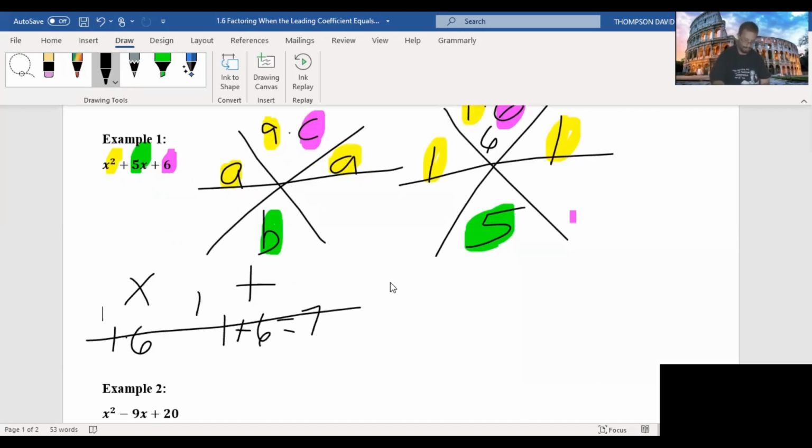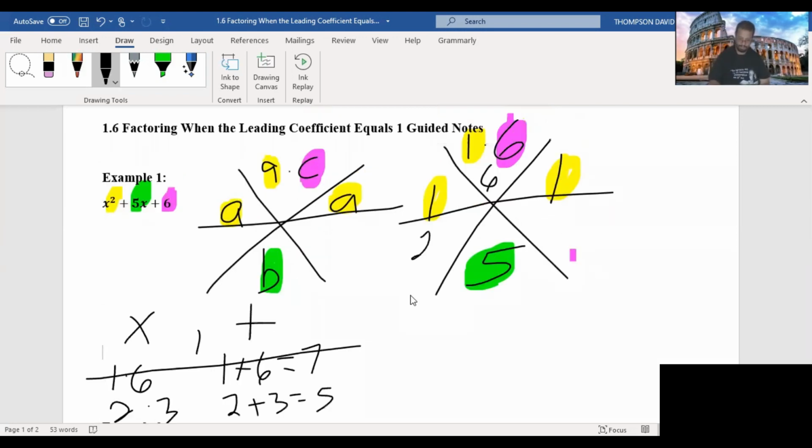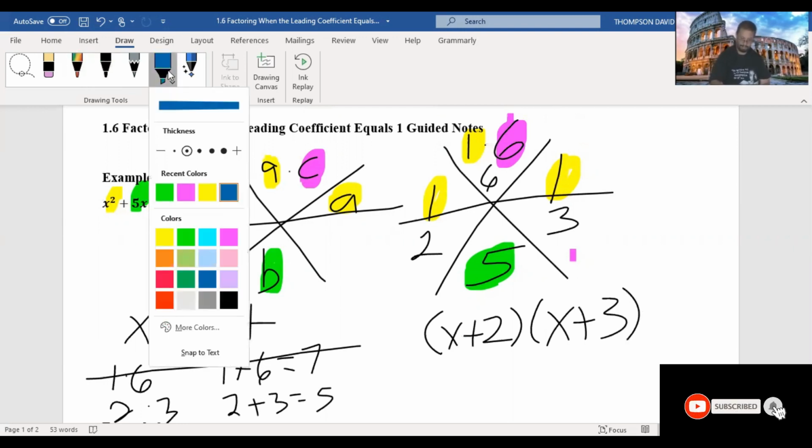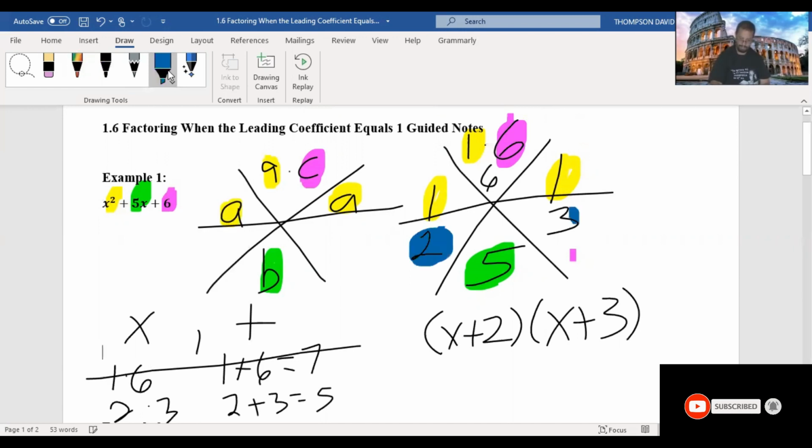Let's try 2 times 3. 2 times 3 gives me 6, and 2 plus 3 gives me 5. That's what I'm looking for. So we're going to use 2 and 3. So our factor form would just be x plus 2 and x plus 3. And let's just highlight the 2 and 3 in blue so we can see where these numbers came from. And we are done with that problem.